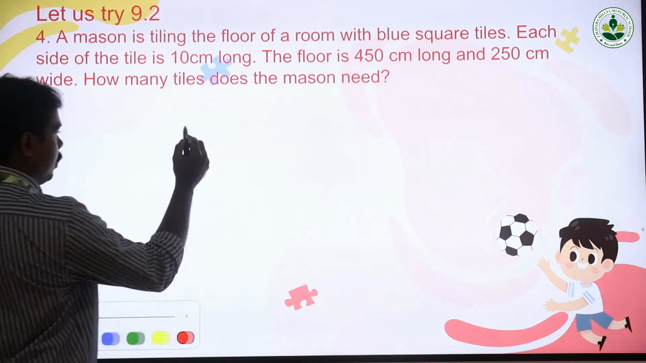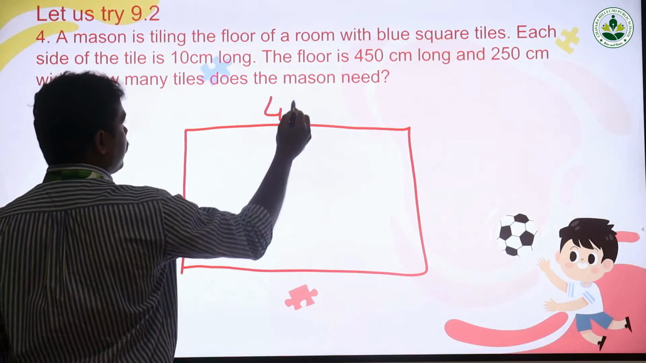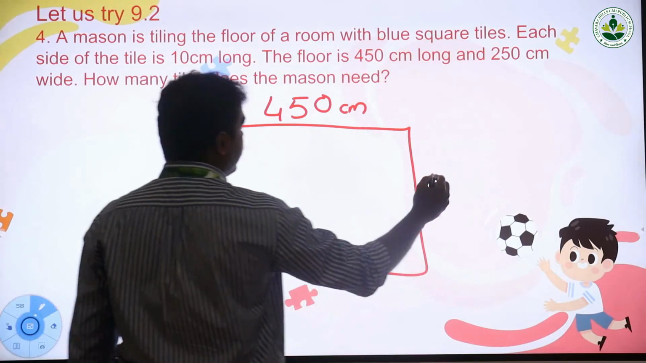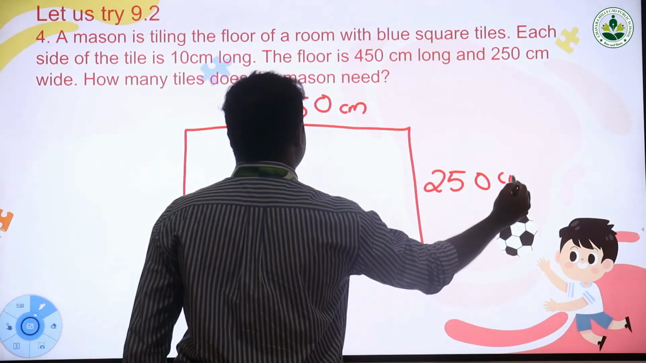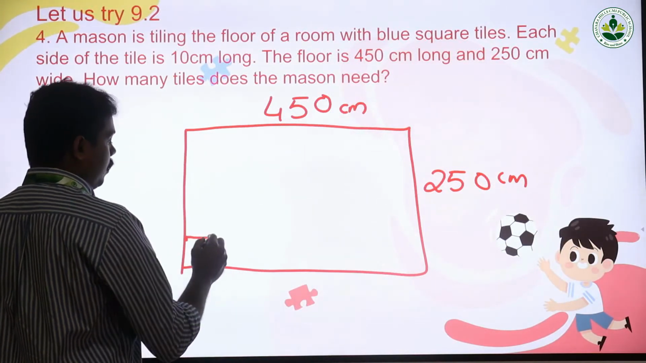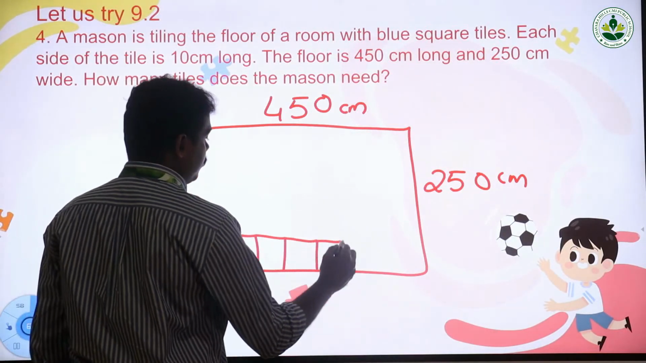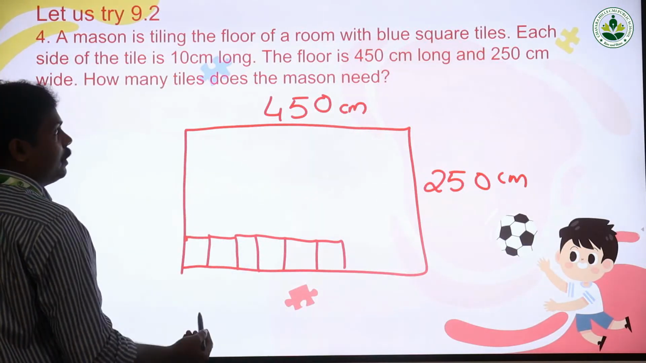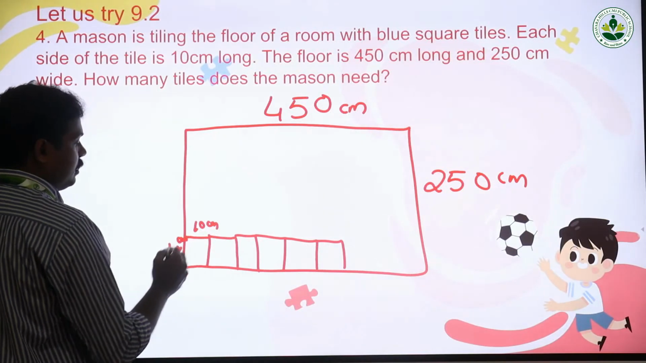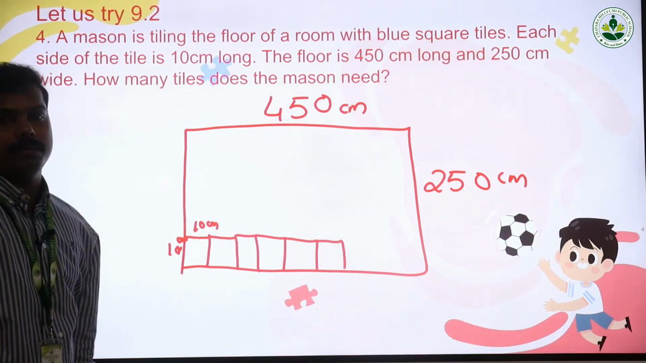Here they gave a room. The floor's length is 450 centimeter and the breadth is 250 centimeter, and a mason needs to tile the floor. Each tile is square shaped and its side is 10 centimeter. Square means each side is 10 centimeter. We need to find out how many tiles he needs to tile this floor.